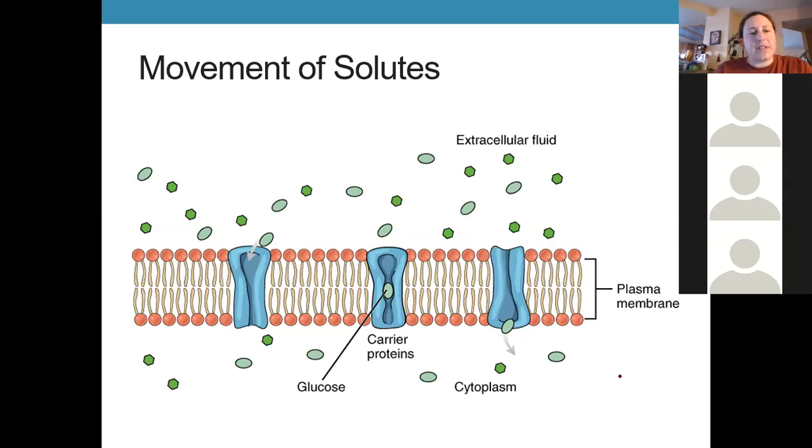So here's glucose, for example. It can't cross the plasma membrane unless we have carrier proteins that are allowing it to move through, right? It's going to move passively down its gradient. There's no expenditure of energy, but it still requires a pathway to take.